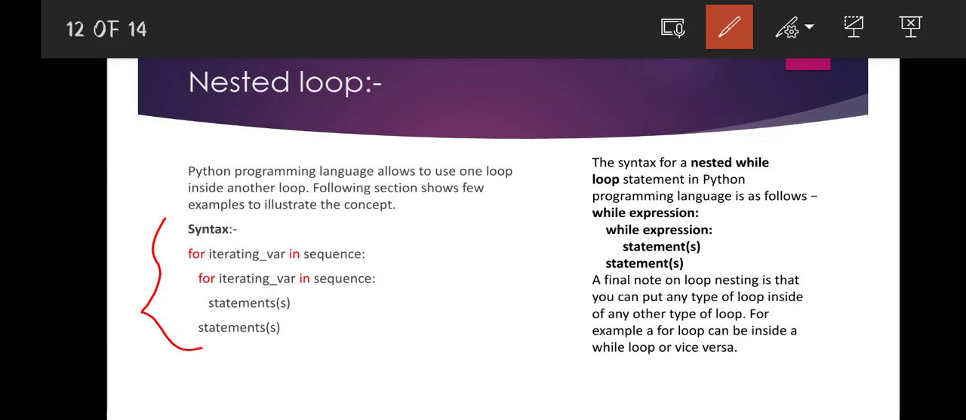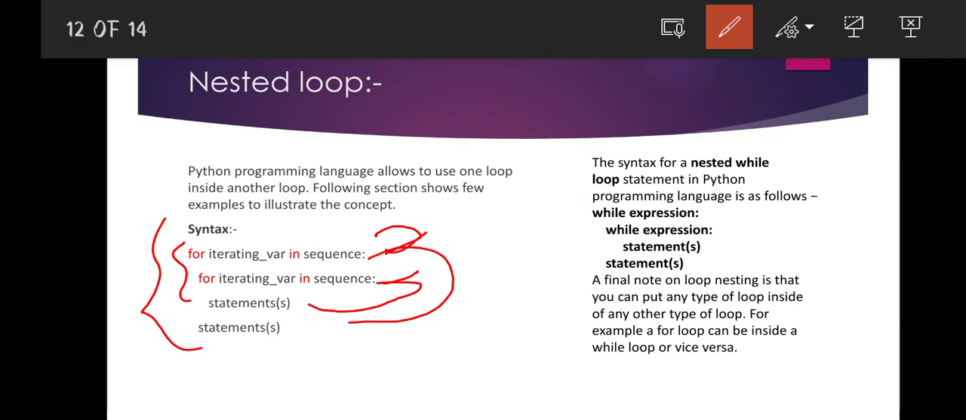So here this is one loop and this is the second loop. This loop is inside this loop. So we are writing a loop inside a loop, and that's why it is called a nested loop. This statement is for this one and this statement is for this one. This is the syntax of a nested loop.